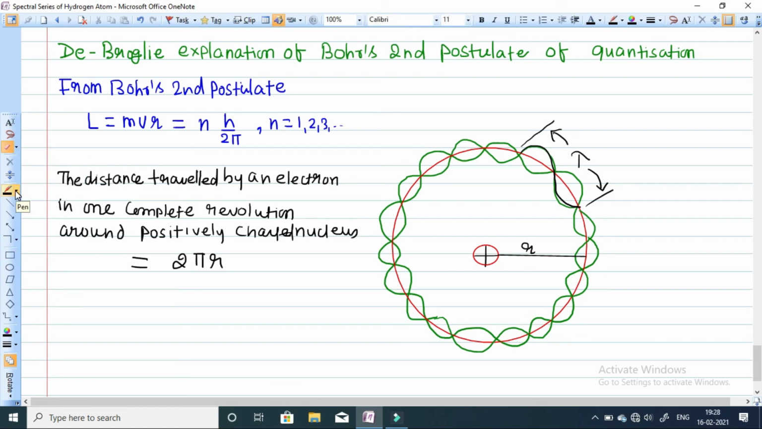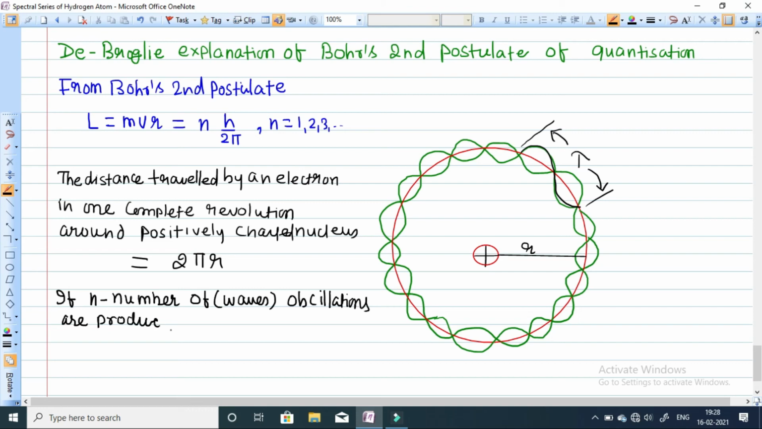When the electron is revolving around this positively charged nucleus, suppose n number of waves are formed. If n number of waves, or n number of complete oscillations, are produced, then we know in one oscillation the distance traveled is lambda. Then what will be the total distance?